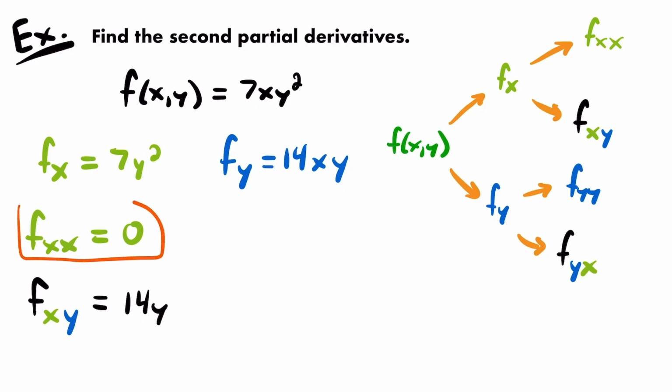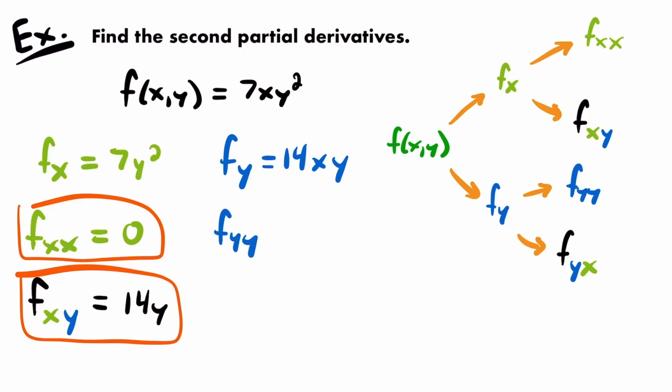All right, so those are two of our second partial derivatives for this function, but now there's two more left to find, and they are based on fy. We can take a partial derivative with respect to y and with respect to x of fy. And so let's start with fyy. Let's take a partial derivative of fy with respect to y. So we're going to treat x as a constant and differentiate with respect to y.